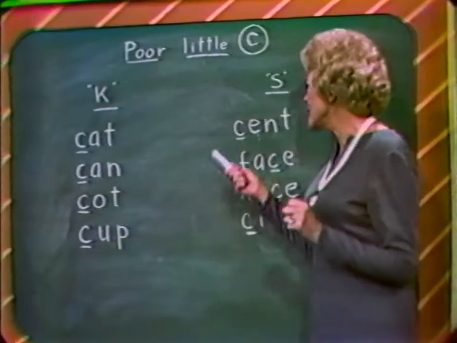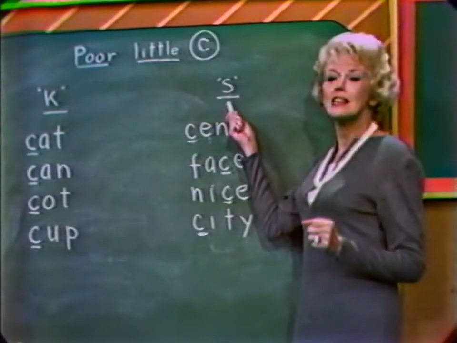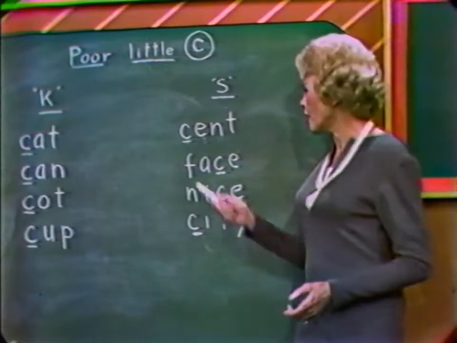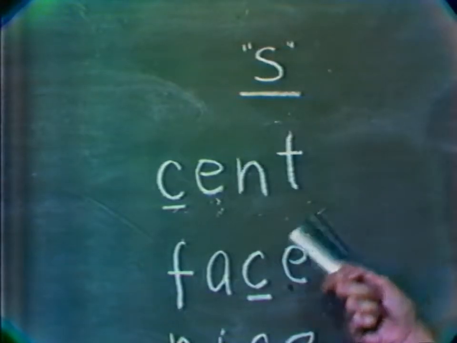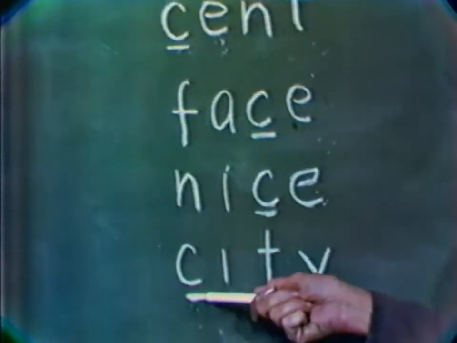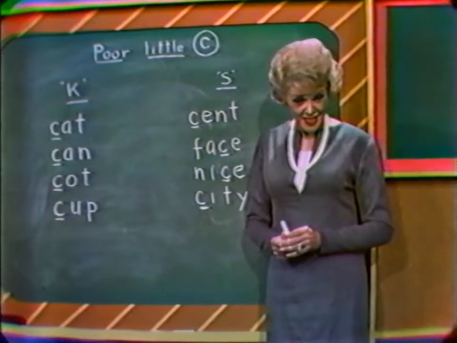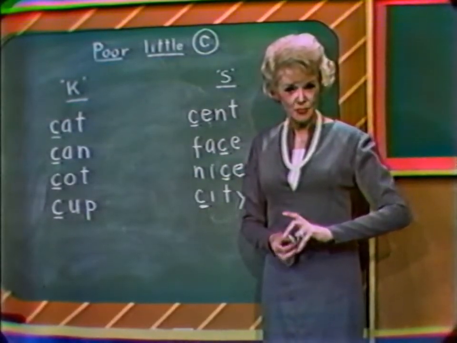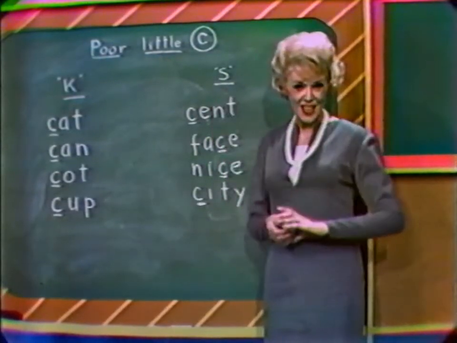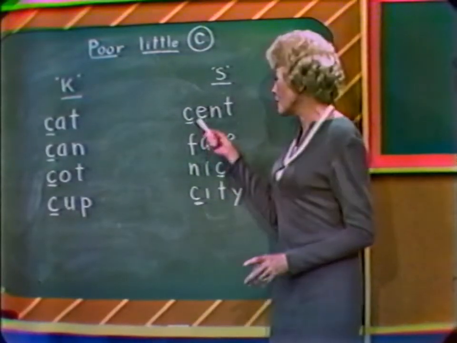But whenever the letter C comes before an E or before an I, it will sound like S, and we will call it the soft C. So let's look. Scent, scent. Face, nice, I think you're nice. And city, I live in the city. And here's the rule. C says K in most of the words you try, but C says S before the E and I. Well, I guess C isn't so poor after all, because it's in the word cent, and that is a penny.